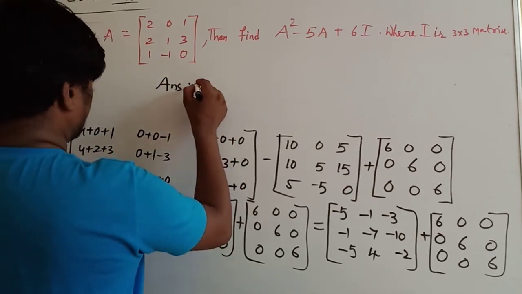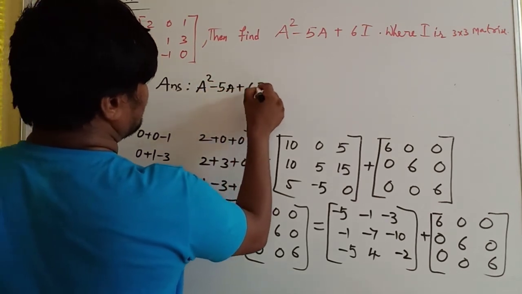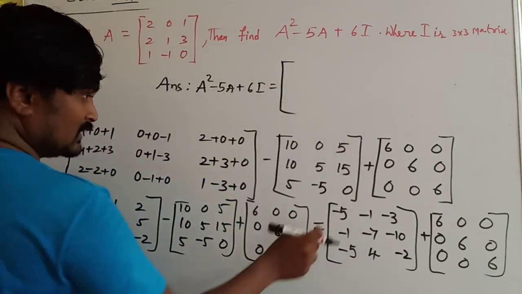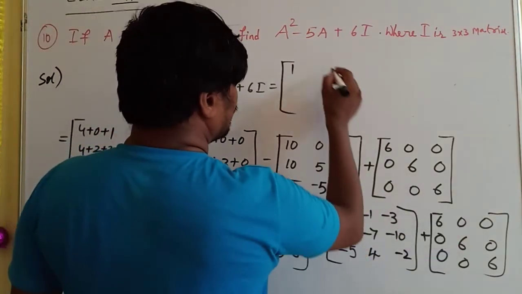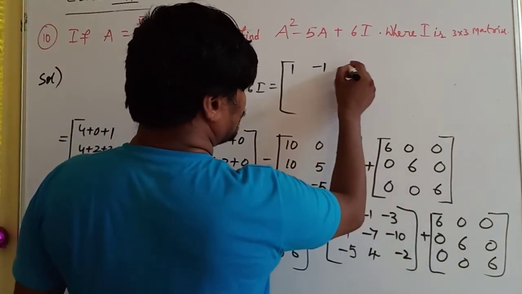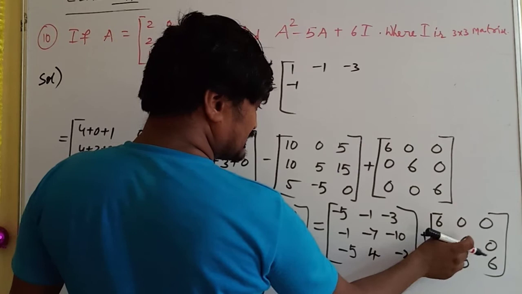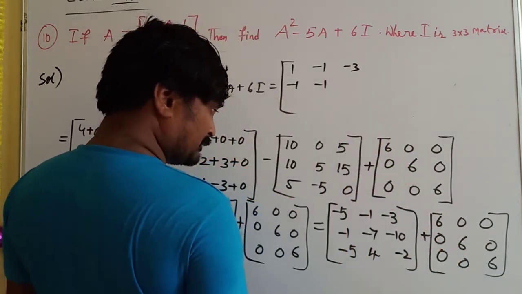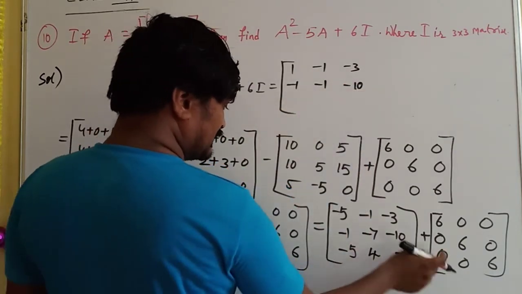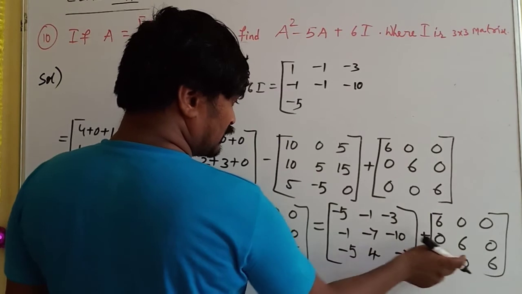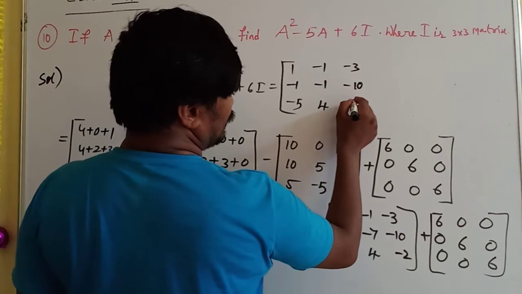So that is equal to, that means a square minus 5a plus 6i is equal to: minus 5 plus 6 is nothing but 1. Minus 1 plus 0, minus 1. Minus 3 plus 0, minus 3. Minus 1 plus 0, minus 1. Minus 7 plus 6 is nothing but minus 1. Minus 10 plus 0, minus 10. And then minus 5 plus 0, minus 5. 4 plus 0, 4. Minus 2 plus 6 is nothing but 4.